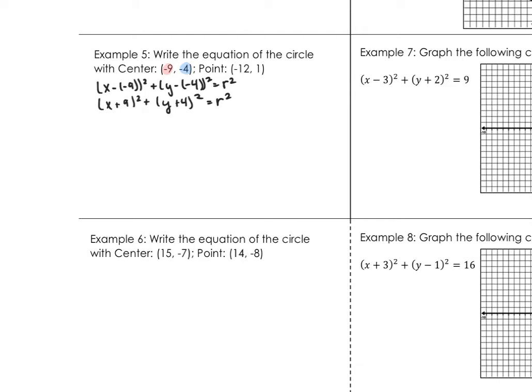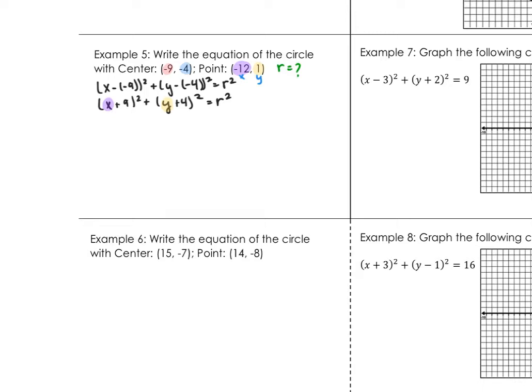Well, in order to solve for r, we're going to use this other point. So this other point, I have negative 12, 1. Well, that's just going to be the x and the y. So we're going to plug in negative 12 for x, and we're going to plug in 1 for y, and that will allow us to solve for r, because what we need in order to write the equation of a circle is the center and the radius, and we don't know the radius.